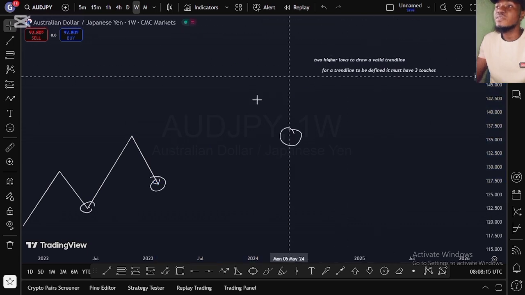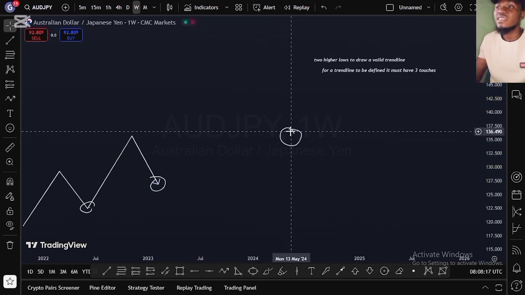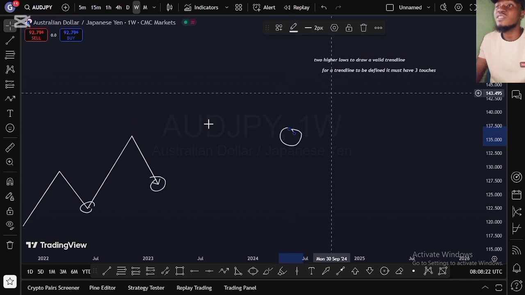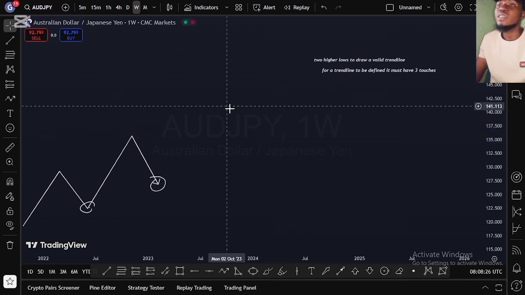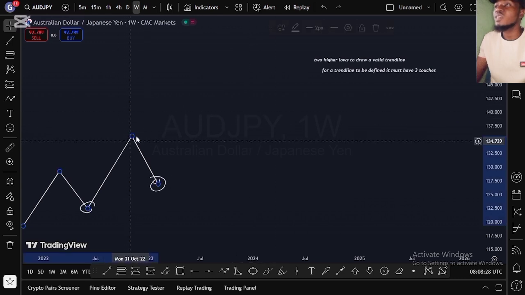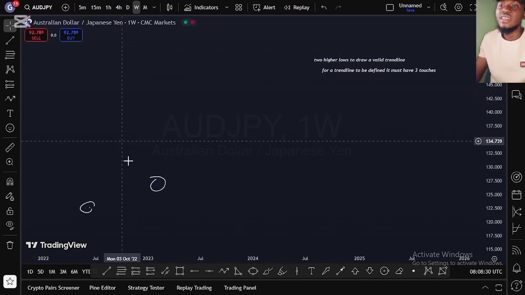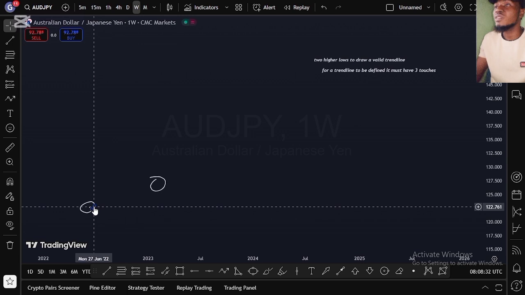And then for it to be defined, which means this trend is really respecting that trend line. So whenever we see a break of that very trend line, we also anticipate what? We also see that as what? A pure reversal, because it is respecting that trend line.